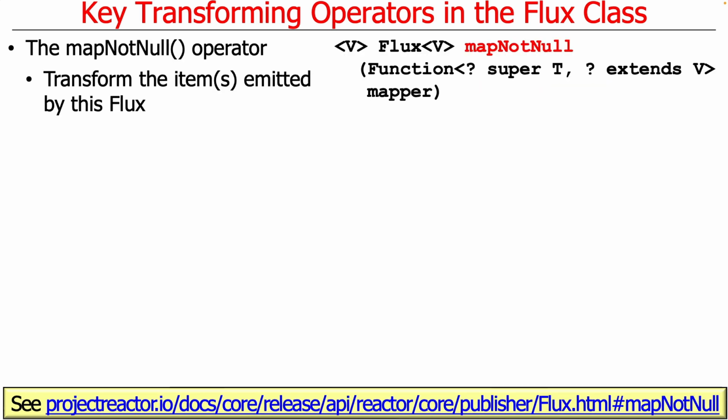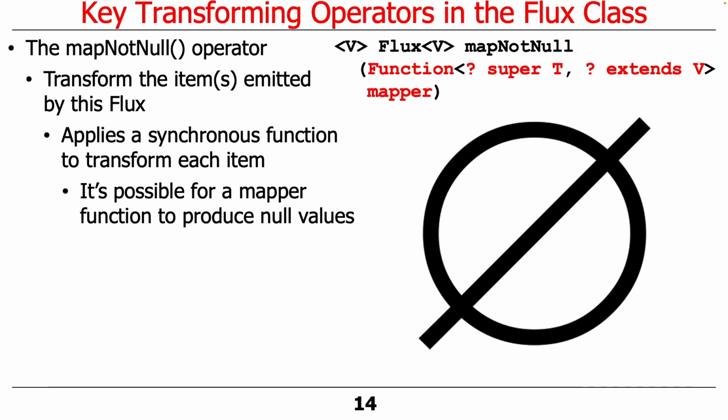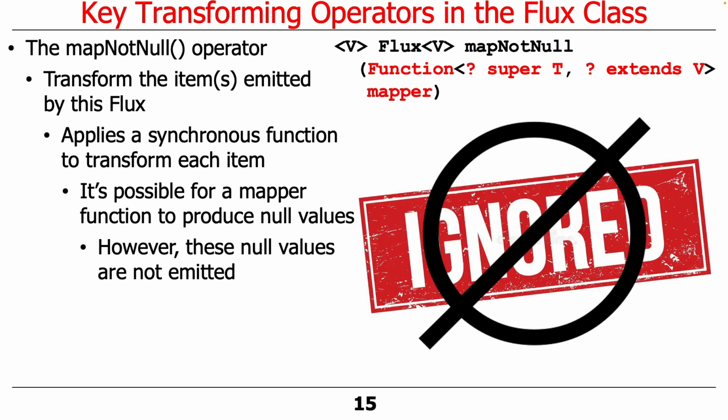There's also another operator called mapNonNull. And it actually turns out to be very useful, and we'll probably get a chance to play around with it in parts of this assignment or upcoming assignments. And this is used, again, to transform the item that's emitted by the flux. It uses a mapper function like before. However, one of the things to keep in mind here is it's possible for a mapper function to produce null values. You're not really supposed to do it, but it's possible for it to happen.